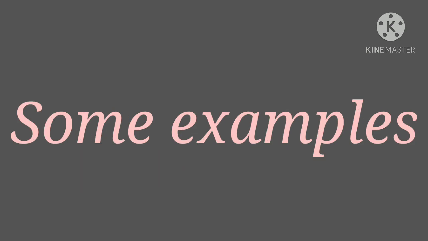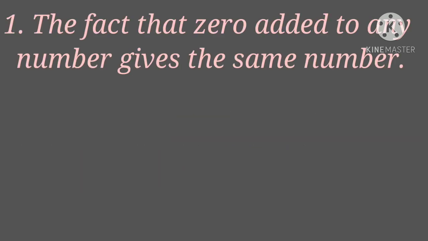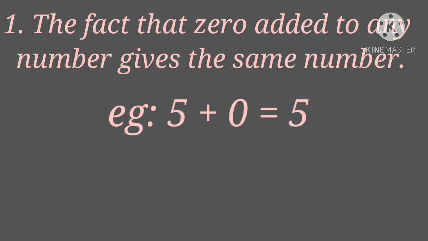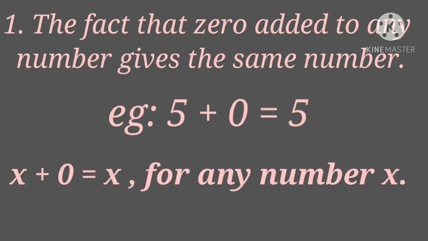Let's see some examples. Example 1. The fact that 0 added to any number gives the same number. We know that when we add 0 to any number, the answer is the same number. Example, 5 plus 0 is equal to 5. So this we can write in algebraic expression as: let any number be x. So we can write x plus 0 equal to x for any number x.